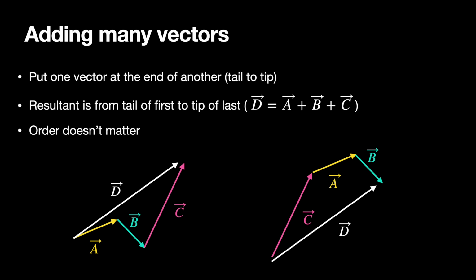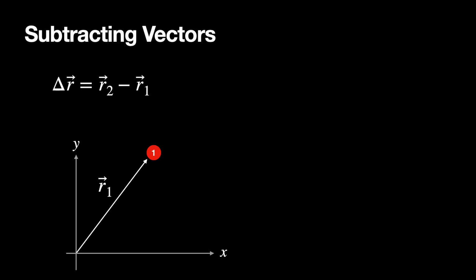So here you go, C, and then I go A, and then I go B. But you see the vector D is the same in both cases. So it doesn't matter which order you add these up graphically. You can add them up in any way you want.